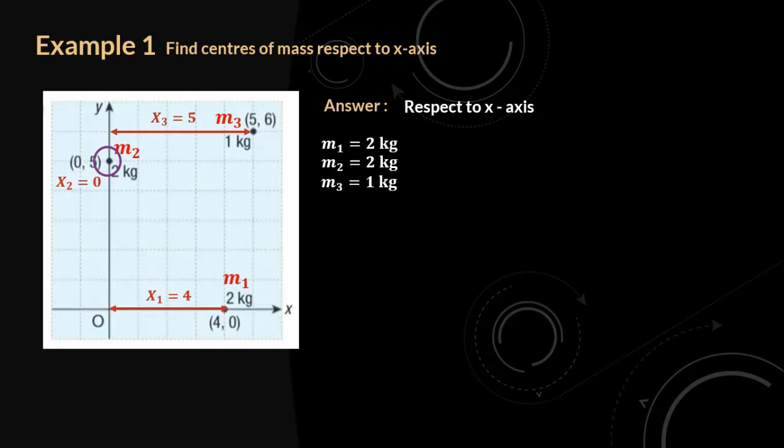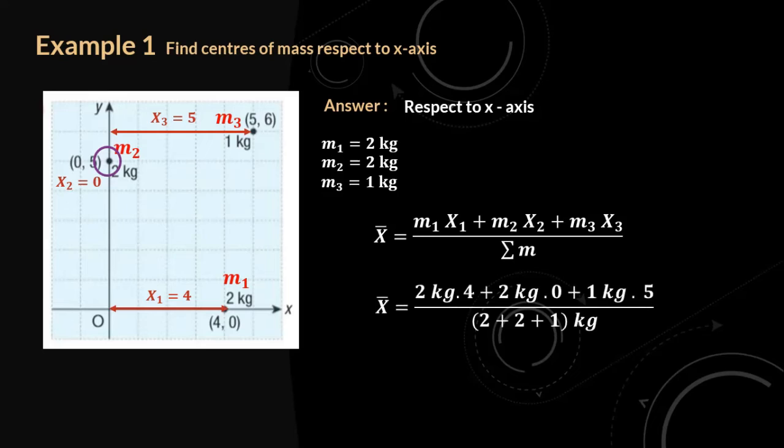Okay, students, now we're going to find the center of mass with respect to x-axis. X bar equals m1 x1 plus m2 x2 plus m3 x3 divided by sigma of mass. Now we can insert the data into the formula. X bar equals 2 kilogram times 4 units for M1 plus 2 kilogram times 0 units for mass 2 and 1 kilogram times 5 units for M3. That's very easy, right? Divided by, open the bracket, 2 plus 2 plus 1, close the bracket, kilogram.